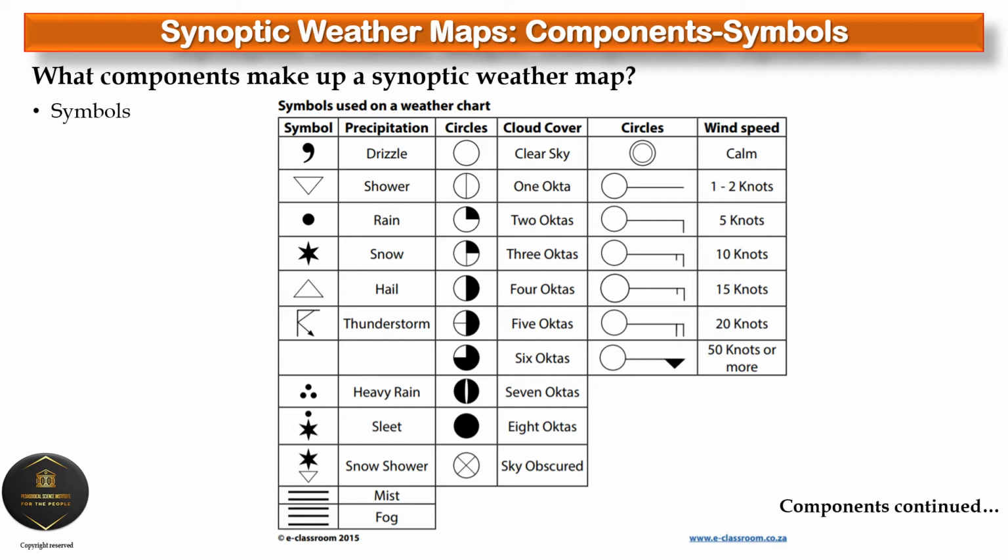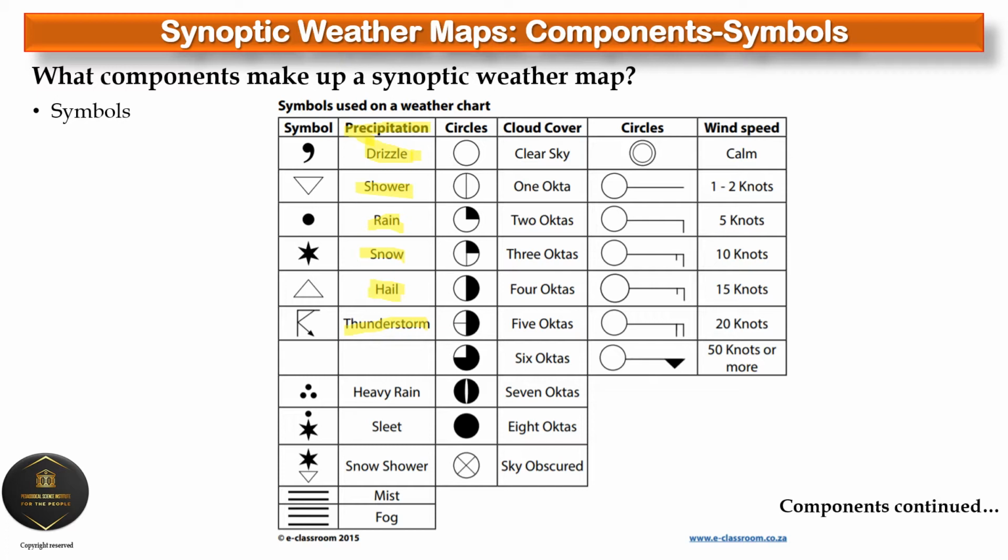Now we use symbols to represent the precipitation. Now we can have drizzle, we can have showers. We represent showers using a triangle facing down. Drizzle is represented using a comma. Rain is represented using a full stop or a dot. Snow using a star. Hail is a triangle facing up. Thunderstorm is a K-like structure with a hat on top.